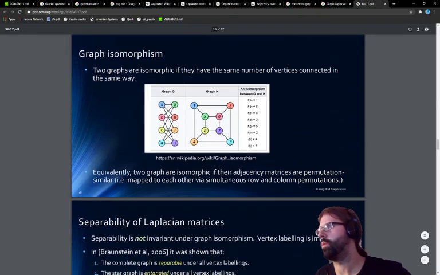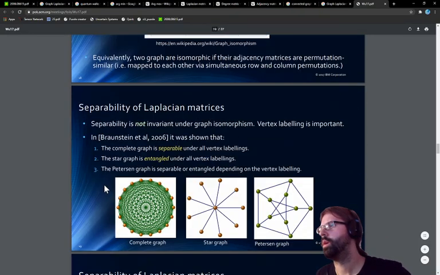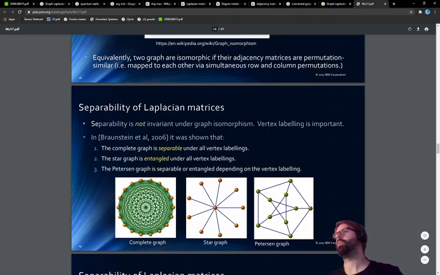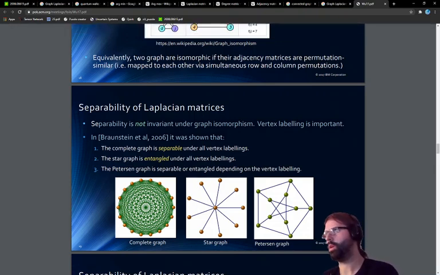Graph isomorphism. Separability is not invariant under graph isomorphism. Vertex labeling is important. The complete graph is separable under all vertex labelings. The star graph is entangled under all vertex labelings. The Petersen graph is separable or entangled depending on the vertex labeling.